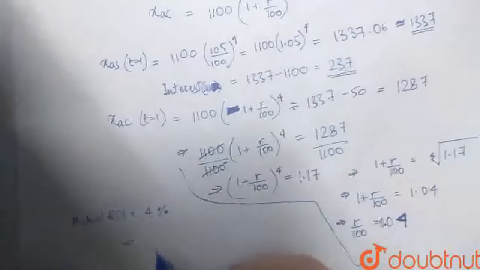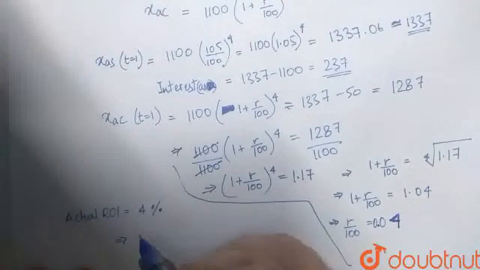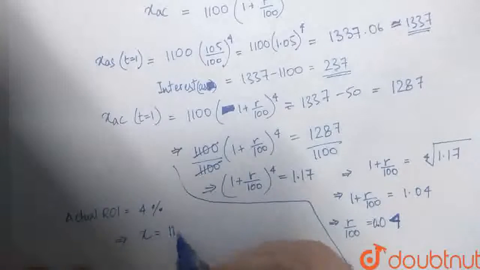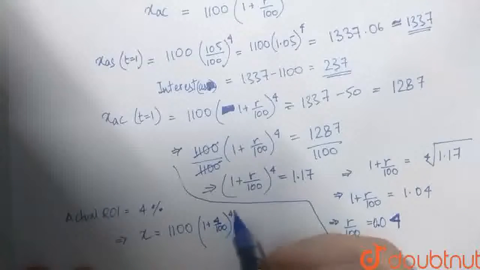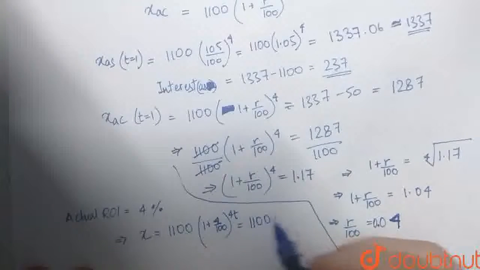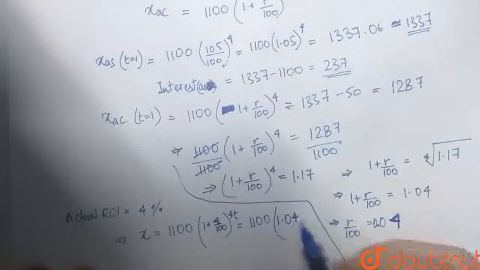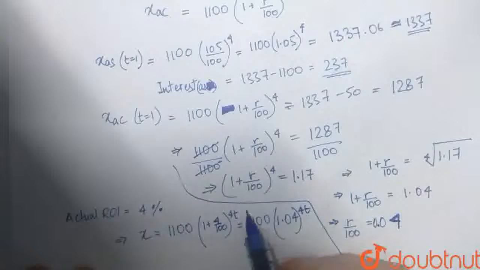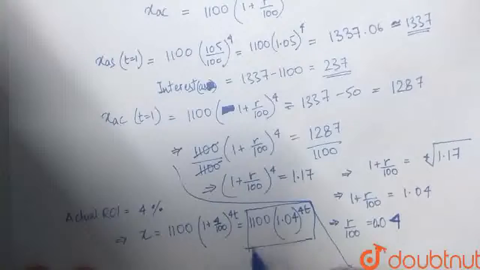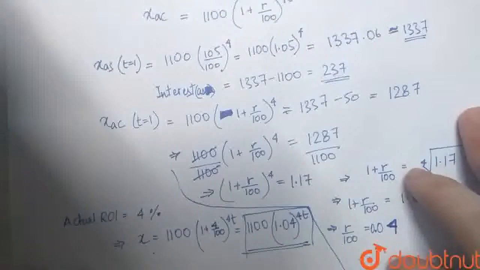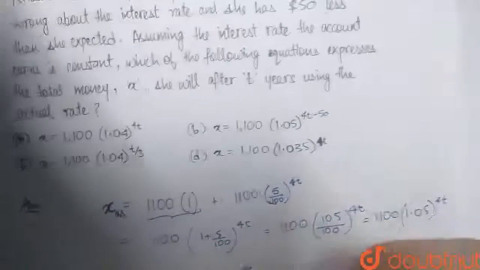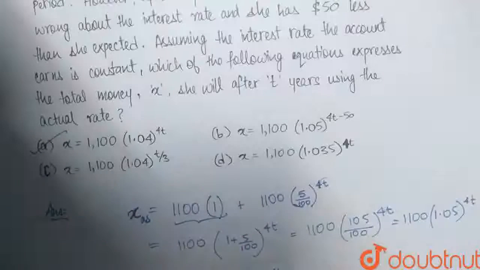So now the final equation for XAC, so X actual, which is X given in the question, is 1100 times 1 plus r by 100, which is 1 plus 4 by 100, to the power of 4t, which is 1100 times 1.04 to the power of 4t. So this here is the equation which gives us the value of X, or the total amount she would earn after t years, right? Comparing with the options, we see option A is correct.